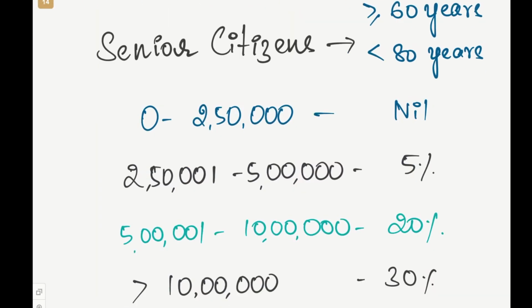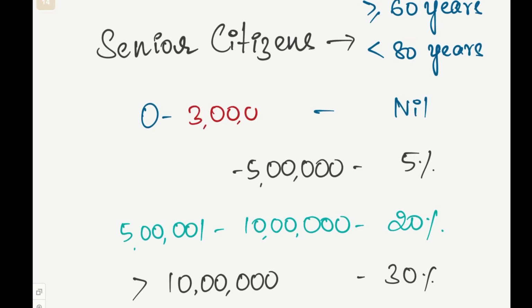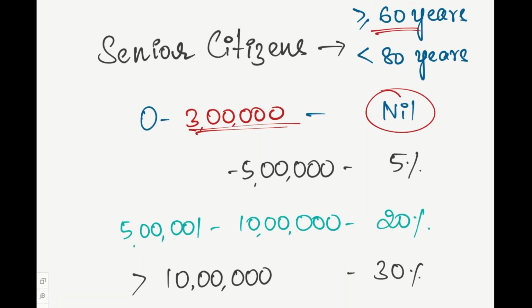But when it comes to senior citizens, the slab will slightly change, because now instead of 2,50,000, we have a slightly higher slab of that of rupees 3 lakhs. So that means what? Up to 3 lakh rupees, you won't be required to pay any tax. But for whom is this slab rate applicable? Very simple. It is applicable to those assessees who are aged 60 or above and less than 80 years.